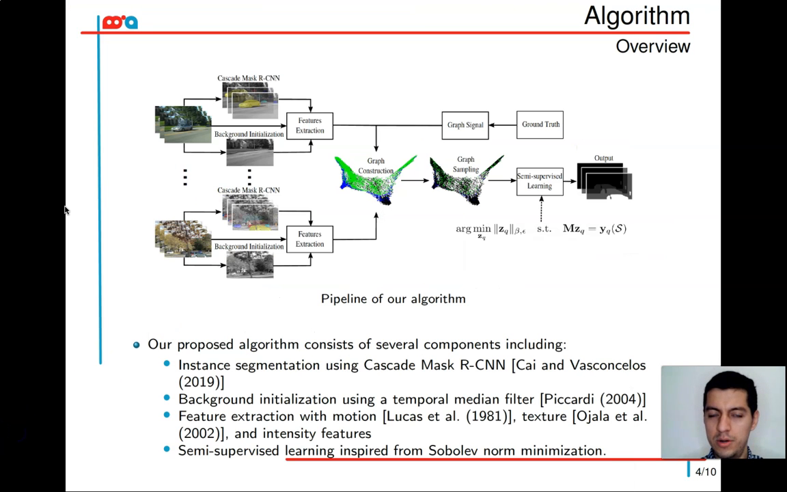This is the overview of our algorithm, and here we have some videos. We are going to segment some instances in the video. Here we have a cascade mask RCNN, but we can use other segmentation algorithms, for example, superpixels or semantic segmentation as well. And also we have here the background of the video.